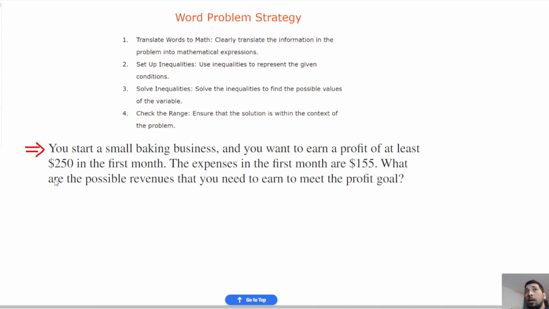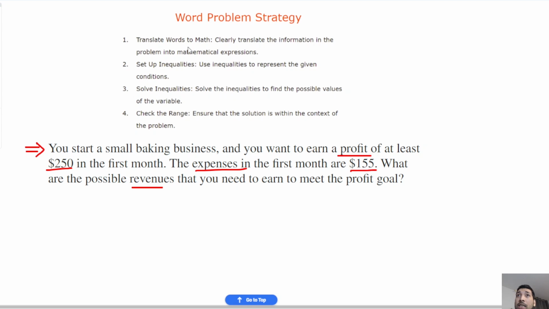Okay, let's look at this problem right here. It says you start a small baking business and you want to earn a profit of at least $250 in the first month. The expenses in the first month are $155. What are the possible revenues that you need to earn to meet the profit goal? Here we have a couple of values, $250 and $155, and keywords such as profit, expenses, revenues. So let's see what we can gather from here.